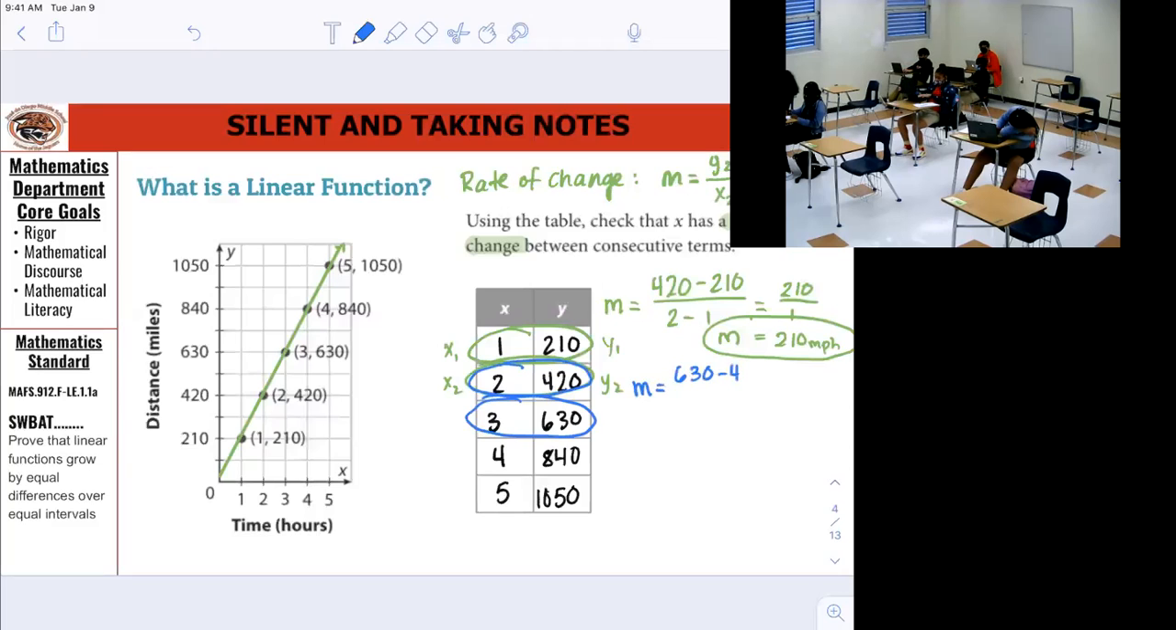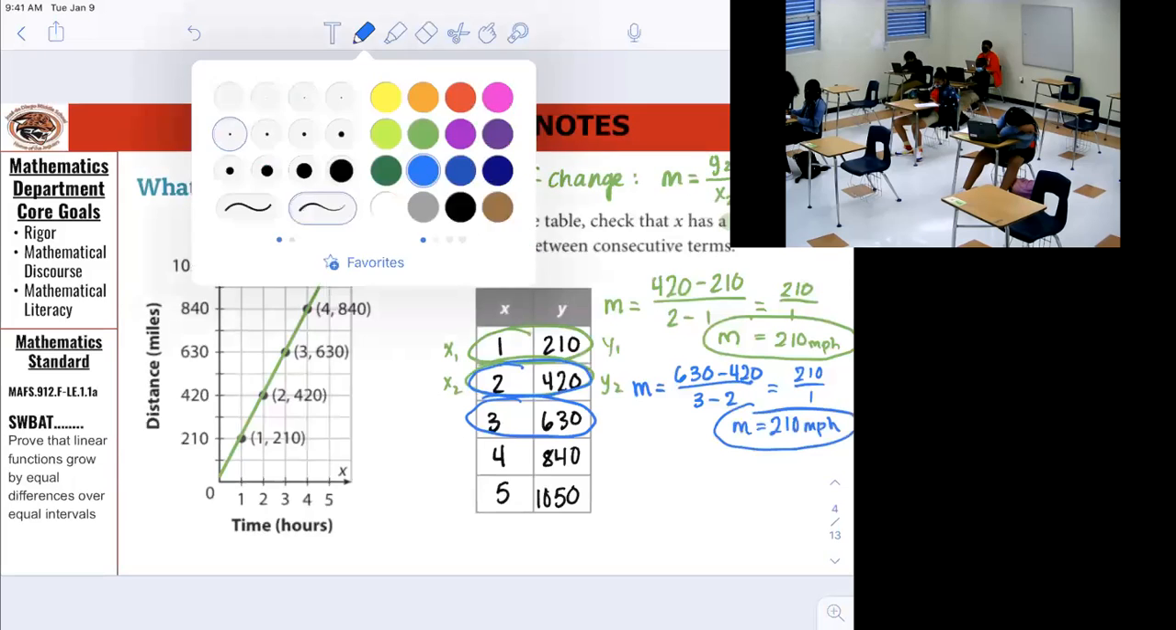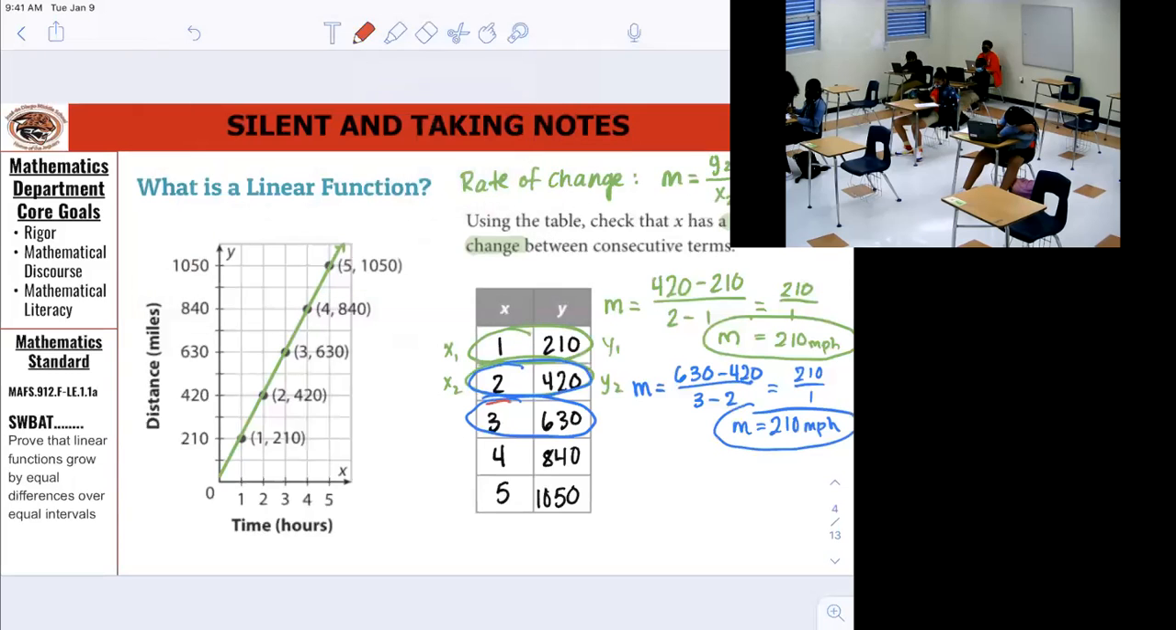630 minus 420 over 3 minus 2. What's 630 minus 420? 210. So I get 210 over 1 again. So again, I get 210 miles per hour. And like I said, we always want to do at least 3 checks because you never know when the third one might be the one that's wrong. So we always want to do this 3 times to be absolutely sure.